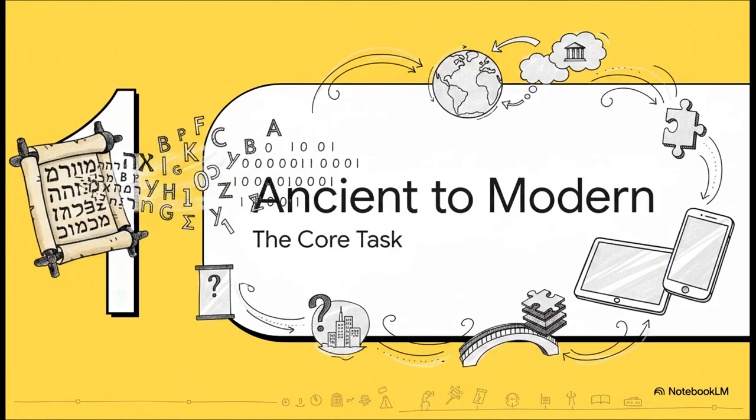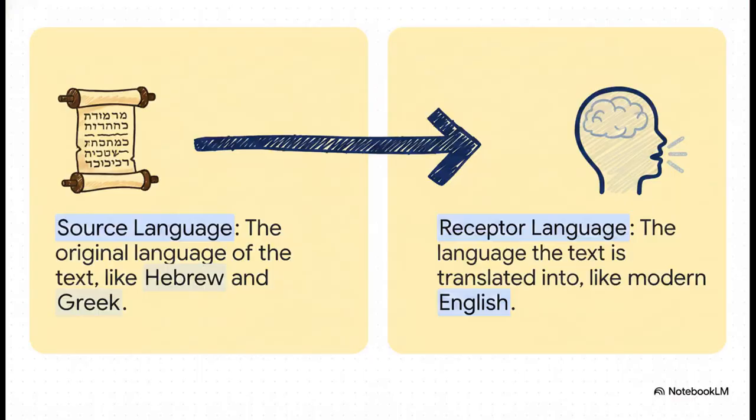So what is translation, really? I mean, on the surface, it seems simple enough. You just take a message from one language and pop it into another. But as we're about to find out, that simple goal gets really complicated really fast. Let's get a couple of key terms down so we're all on the same page. The source language is the original, so for us, that's Biblical Hebrew and Greek. The receptor language is what it's being translated into, like English for you and me. The translator's entire job is to build that bridge between the two.